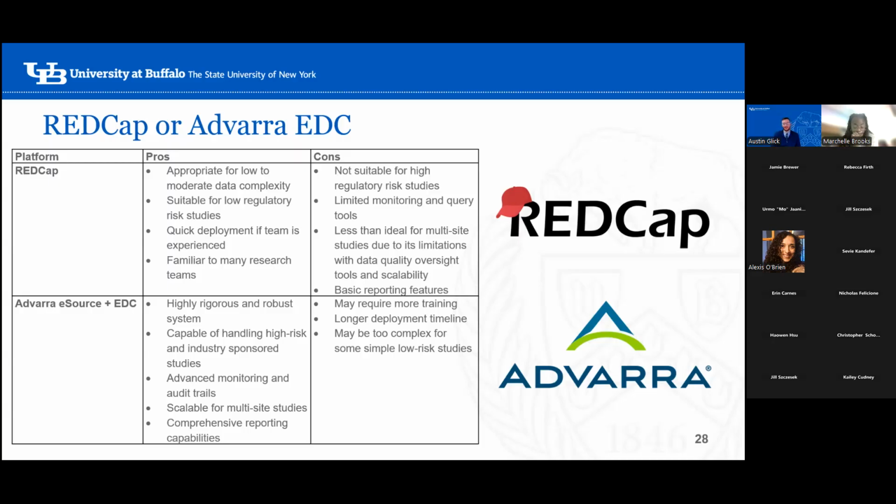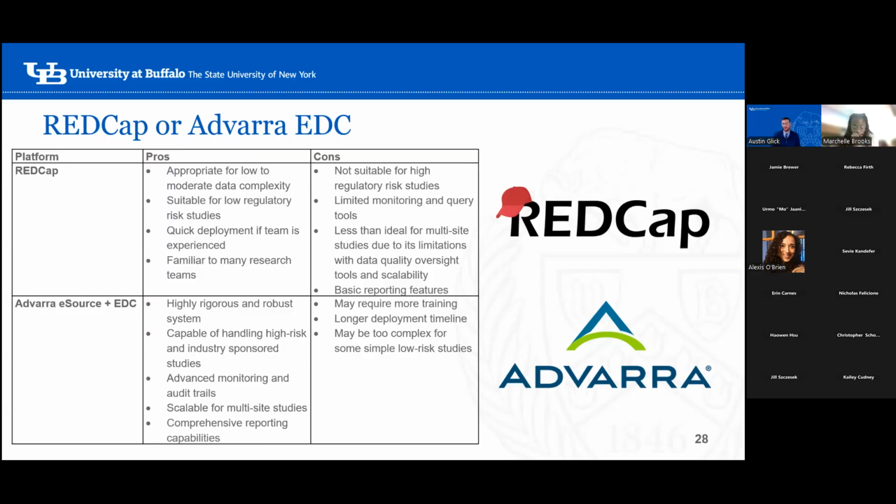And that's where Advarra eSource plus EDC comes in. It's highly rigorous and robust. It's capable of handling high risk and industry sponsored studies. It has advanced monitoring and audit trails. It's scalable for multi-site studies, and it has comprehensive reporting capabilities.